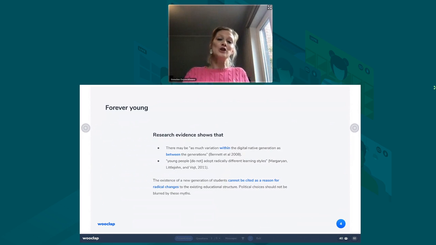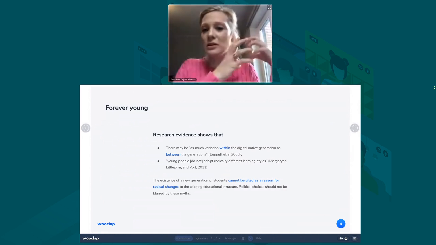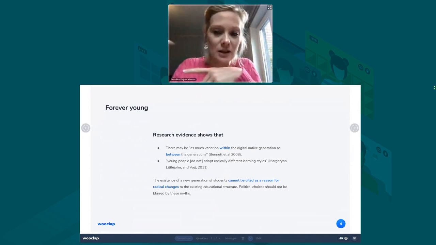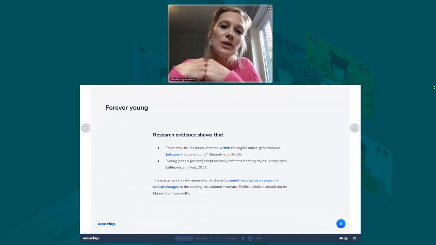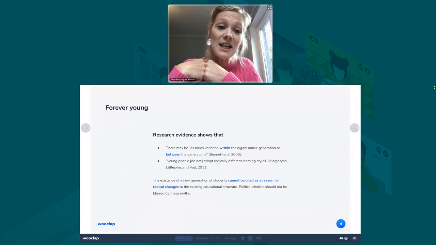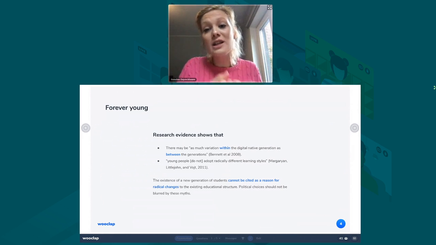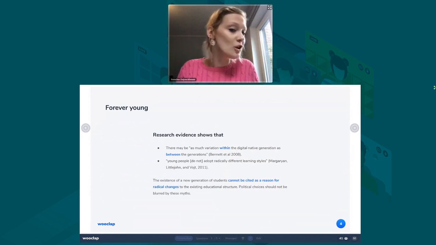So research evidence shows that there may be as much variation within the digital native generation as between the generations. And popular claims that young people adopt radically different learning styles are not supported by research evidence either. So very important: the existence of a new generation of students cannot be cited as a reason for radical changes to the existing educational structure. Political choices should not be blurred by these myths, okay?